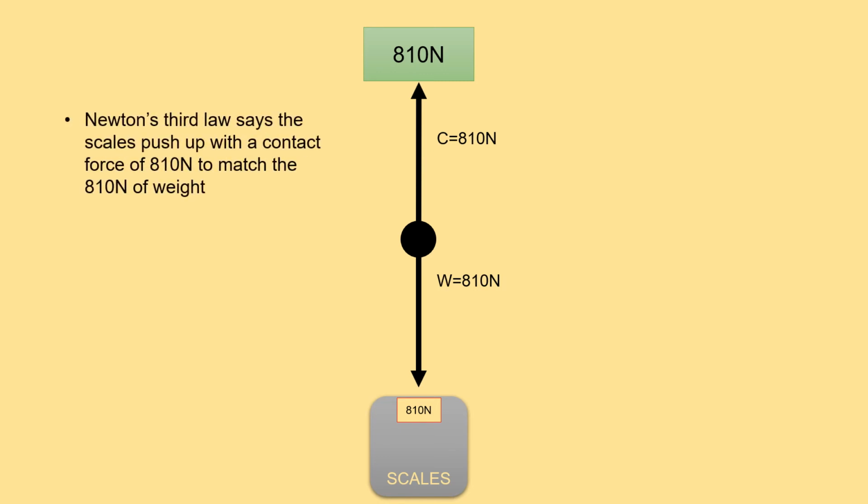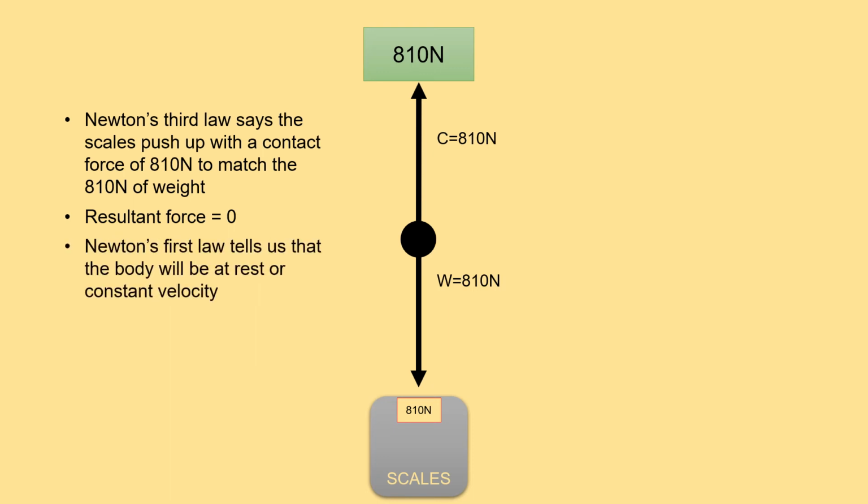So Newton's third law says that the scales push up with a contact force of 810 newtons, and that matches the 810 newtons of the person's weight. The resultant force is 0, and according to Newton's first law, we're not moving, or we're at a constant velocity. So the body is at a constant velocity.